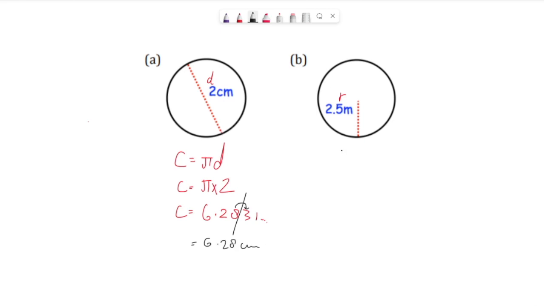Same thing here. You have radius, not diameter. You can convert it into diameter, just double it, it will be 5, or use the radius. The formula we'll use is 2 pi r. So I'll do 2 times pi times radius, which is 2.5. I will get 15.707 and some more decimals. I'll round it to 3 significant figures. There is 0 next to it, so it's round down, so it will stay 15.7 centimeter.